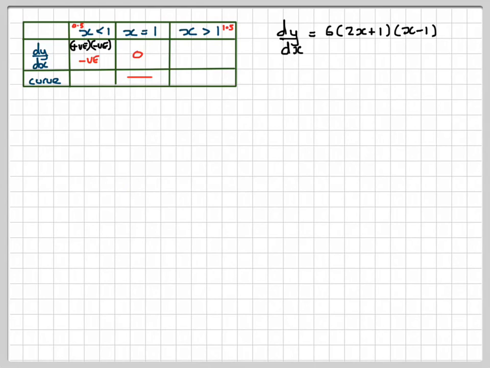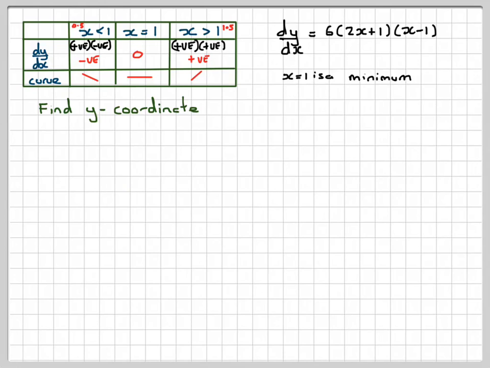Then greater than 1, and you should make sure you don't stray too far away from the actual point. We get 1.5, so 2 times 1.5 plus 1 is positive, and 1.5 minus 1 is also positive. Positive times a positive is positive, so here we have negative, horizontal, positive, that looks like a minimum point.